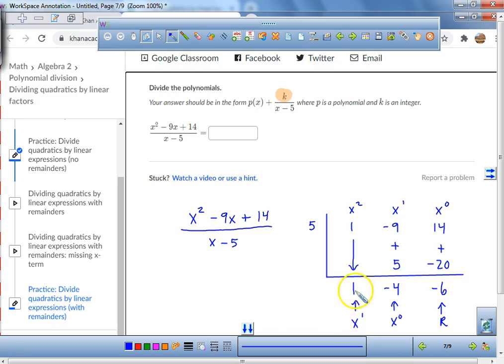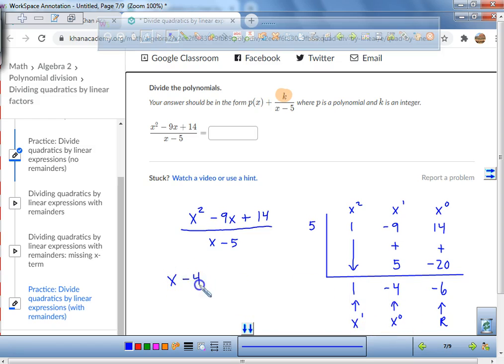So what do we have? X to the power of 1. We have one of those, right? Our constant is -4, okay? And then what are we going to do? Instead of putting plus a negative, I'm just going to put minus. And what number am I going to put in the numerator? A 6. And what am I going to put in the denominator? X minus 5. And that's my answer that I'm going to put right there.